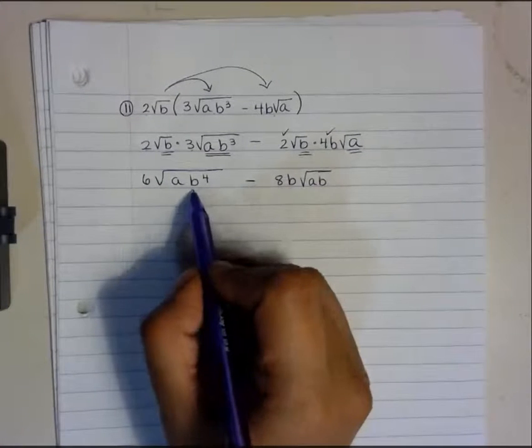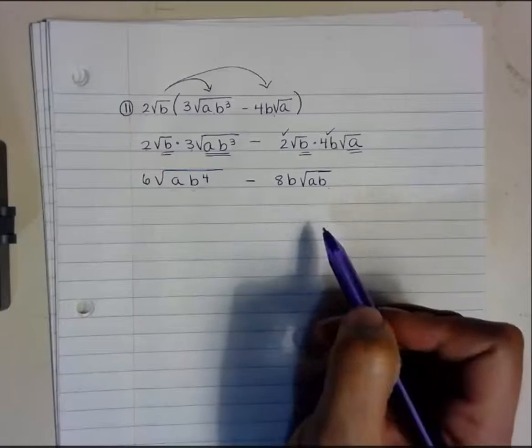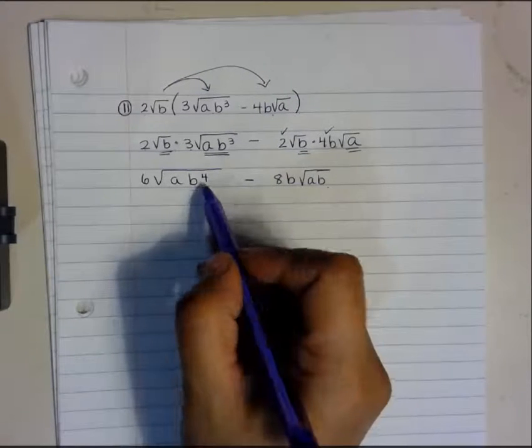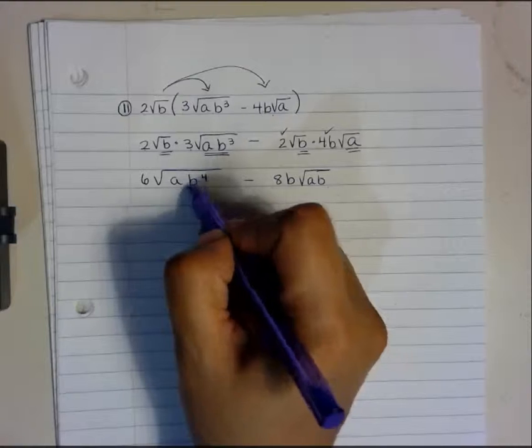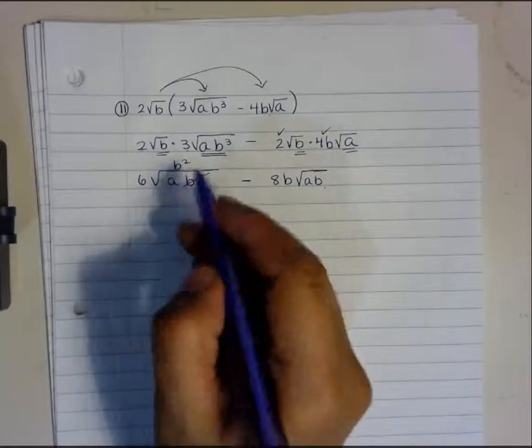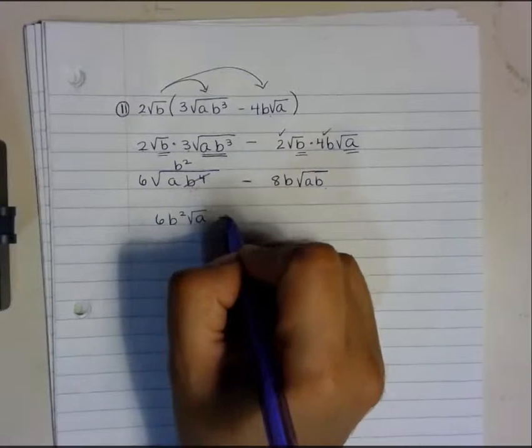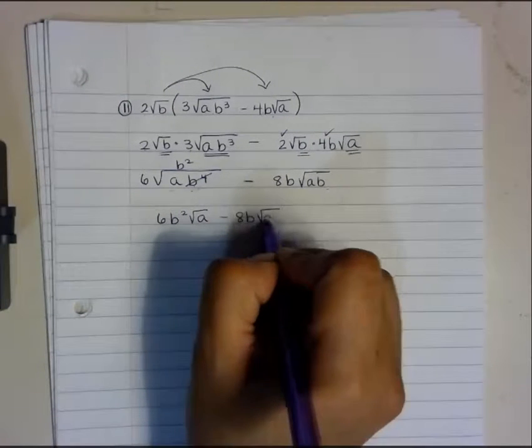So now you ask yourself, okay, are these terms alike? And no, they're not like terms. This one can be simplified further because you have 4 b's, which means you can make 2 pairs with no b's left over. So this is actually 6b squared radical a minus 8b radical ab.